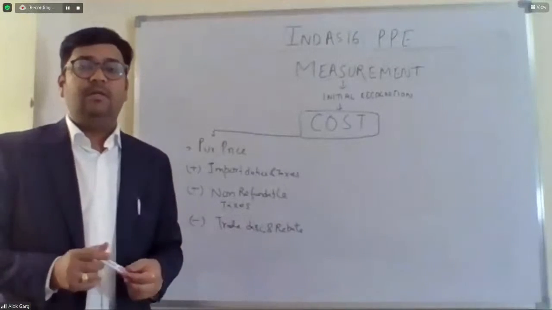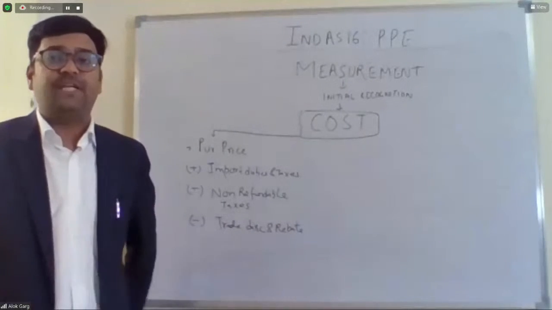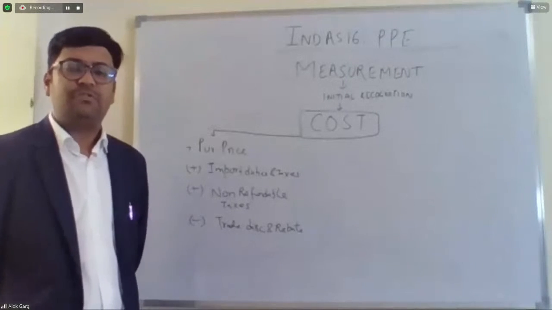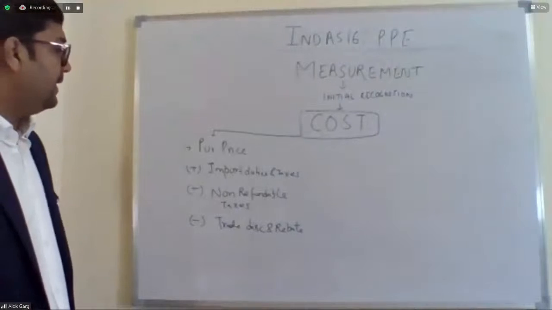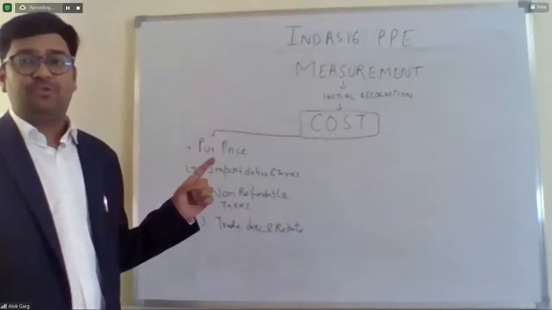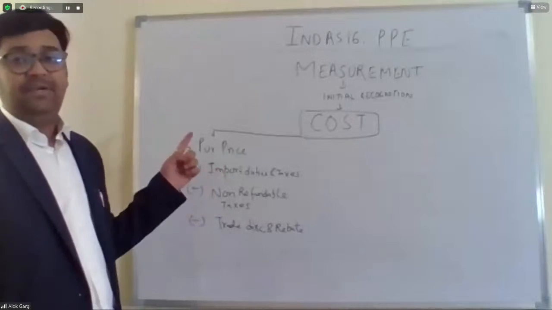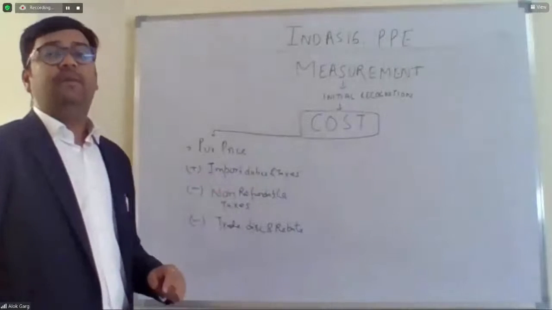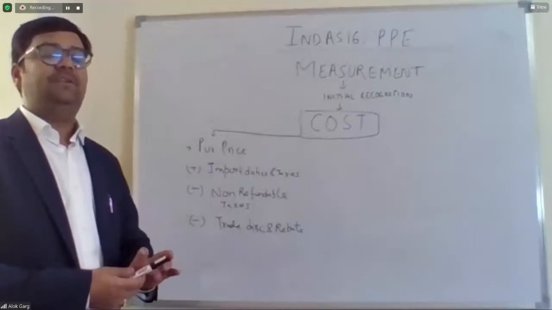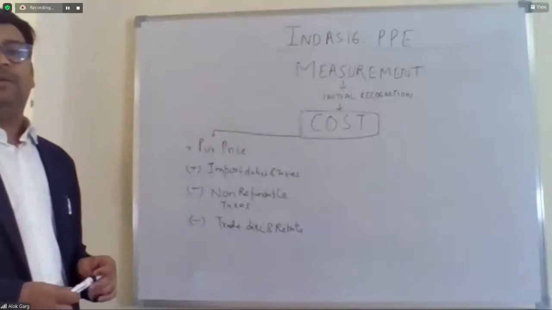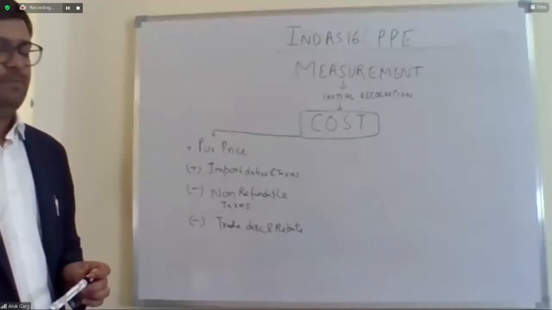For example, the company has purchased a machinery from China. The cost was INR 10 lakh. The import duties and taxes incurred are rupees 2 lakh, so 2 lakh will be added in the cost of the asset. There are some non-refundable taxes. There was some GST when the machine moved into the territory of India. I'm just taking an example; I'm not a tax expert.